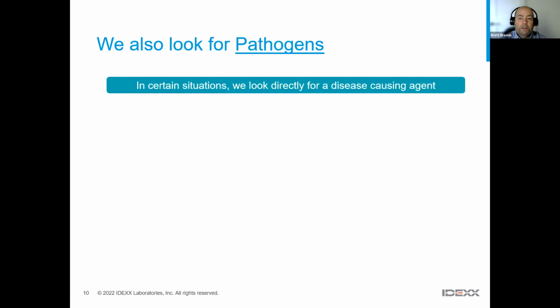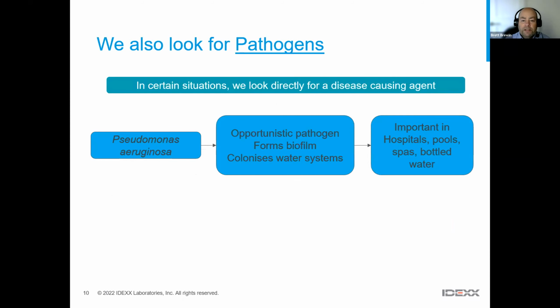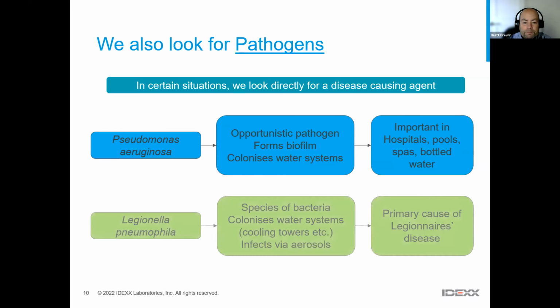We do also look for pathogens in certain situations. For example, Pseudomonas aeruginosa is an opportunistic pathogen, particularly with people that have compromised lungs or have burns on their body. It's extremely important in those cases. So it's very important in hospitals, but also pools and spas and in bottled water. And I'll come on to reasons why.